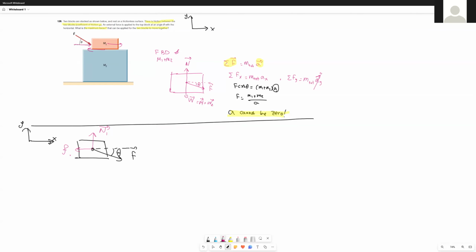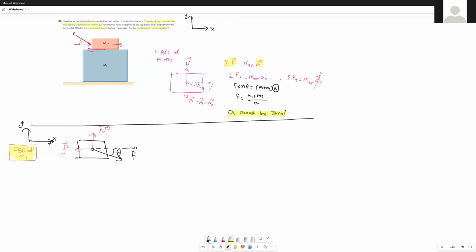So the thing is, is this going to be a static friction or kinetic friction? I will tell you in a bit. We have to label this with either static friction or kinetic friction. What are other forces on M1? This is the FBD of M1. What are the other forces on it? That's it. There is no other force.